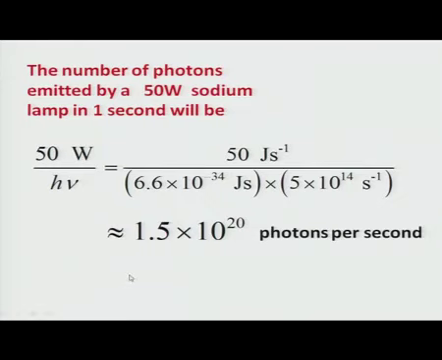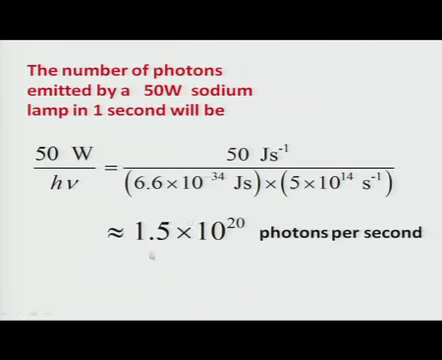So, let us suppose we have a sodium lamp. The number of photons emitted by a 50-watt sodium lamp in 1 second will be 50 watts divided by h nu. So, 50 watts is 50 joules per second, that is the energy that is emitted by the sodium lamp, divided by h, which is 6.6 into 10 to the power of minus 34 joule seconds, and nu, the frequency of a sodium lamp, is about 5 into 10 to the power of 14 hertz.